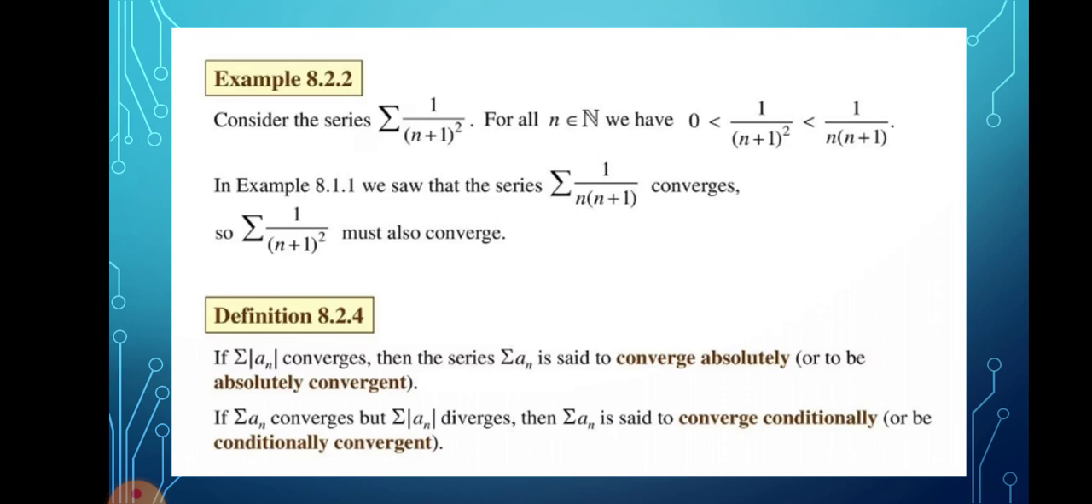We have this definition. If the summation of the absolute value of a sub n converges, then the series summation of a sub n is said to converge absolutely or to be absolutely convergent. If the summation of a sub n converges but the summation of the absolute value of a sub n diverges, then the summation of a sub n is said to converge conditionally or be conditionally convergent.